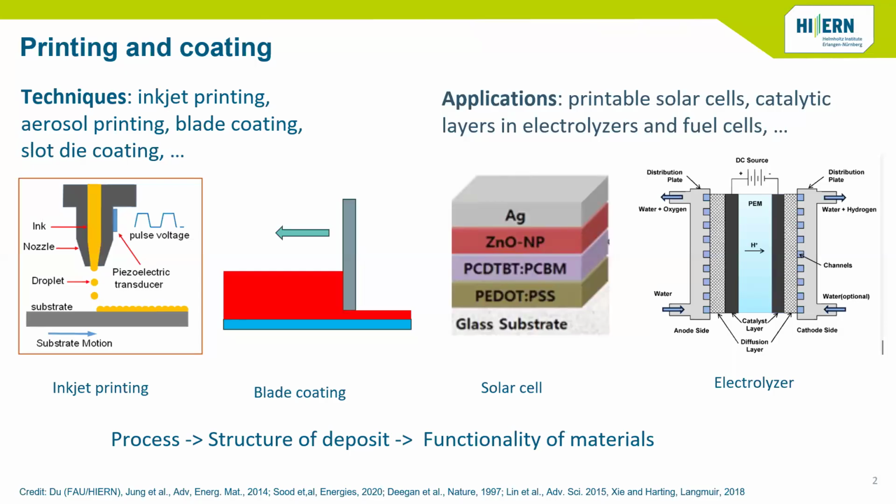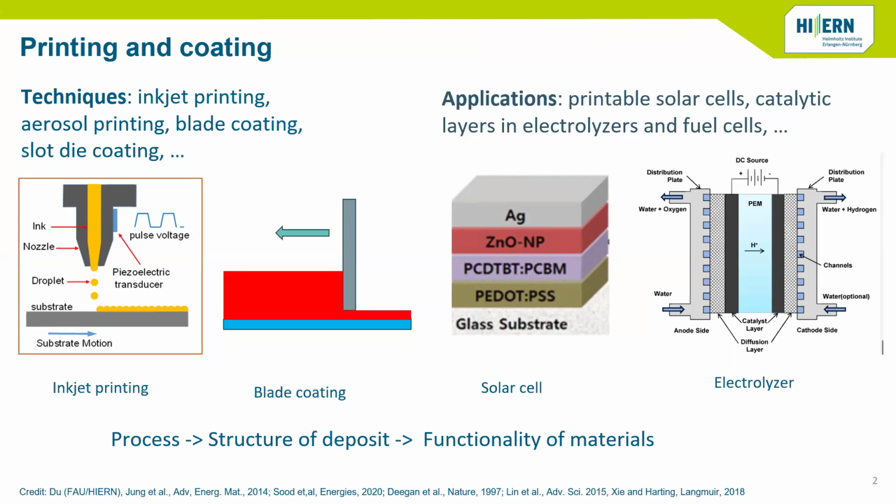Our institute is currently focused on renewable energy, such as solar cells and electrolyzers. To fabricate them, inkjet printing or blade coating techniques are often used. For example, for solar cells, they can print the functional layers. For electrolyzers, there are different layers, and the catalyst layer can also be fabricated by printing. It's a very simple and fast fabrication process.